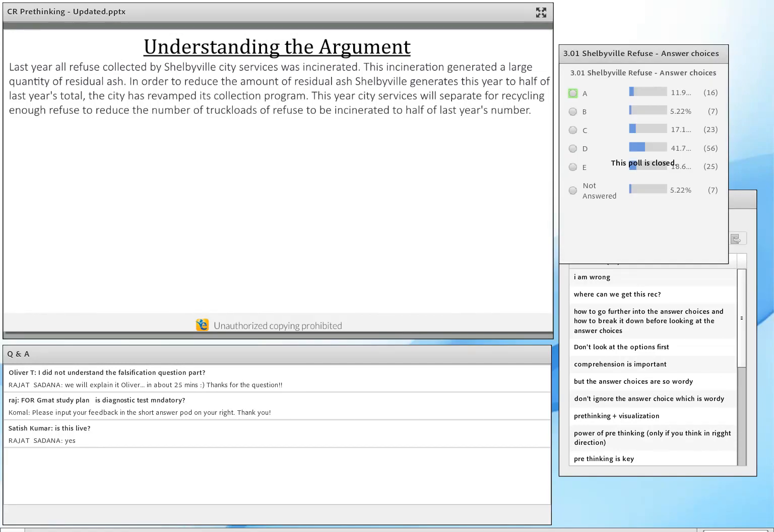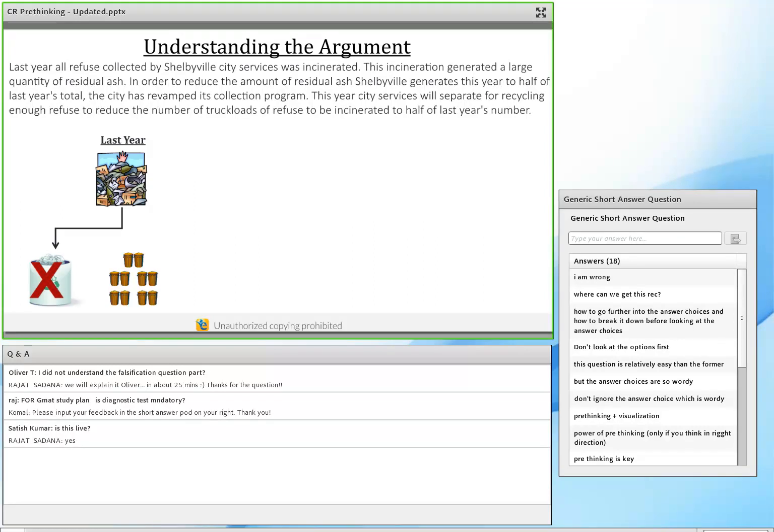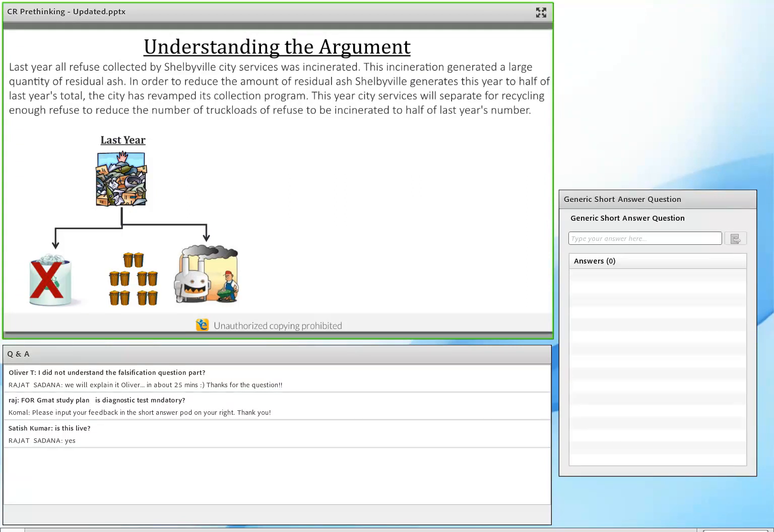Choice D was very popular. Choice C and choice E were popular as well, as was choice A. Let's look at this over here. So last year, we collected a bunch of refuse. We did not send anything for recycling. But we burned everything. Everything was incinerated. That's what happened last year, and that incineration generated a ton of residual ash.